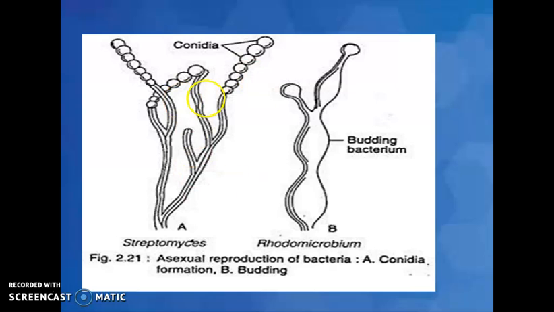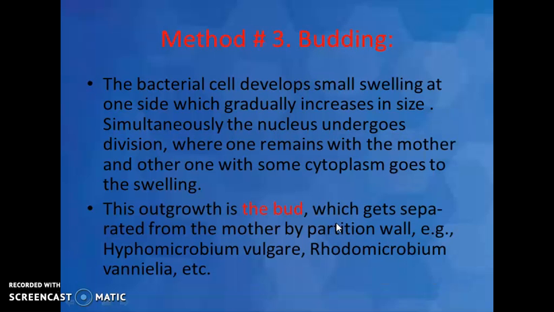This is the picture of budding. This is the swelling portion. This is the budding bacteria, and the swelling portion gets detached and forms a new cell. Budding takes place in Rhodomicrobium by forming a small swelling at one side which increases in size, and the chromosomes undergo division. One part remains with the mother cell, and another part moves towards the cytoplasm of the swelling portion.